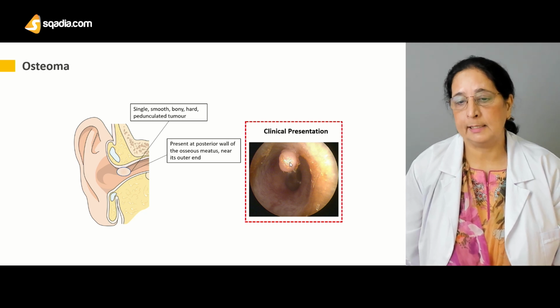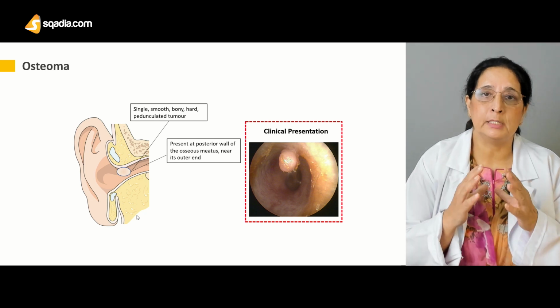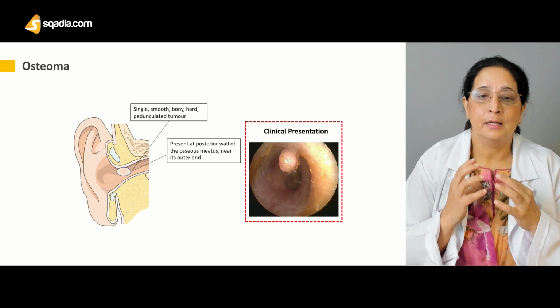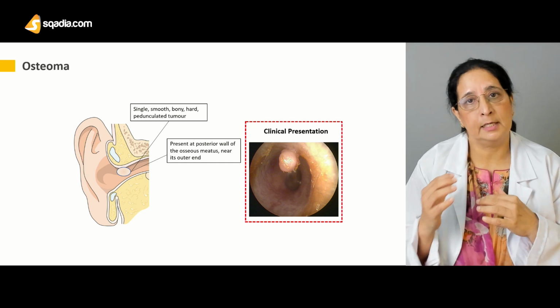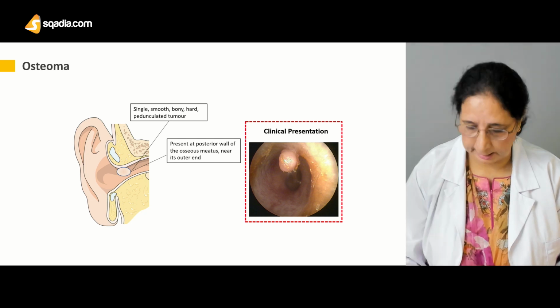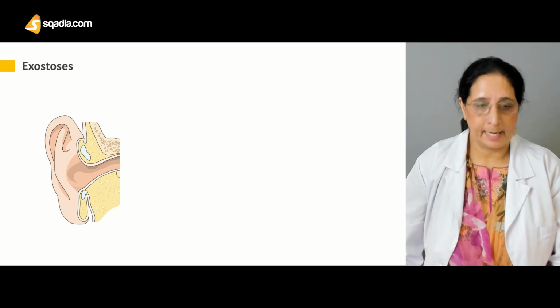Here is the clinical presentation of the osteoma. As the name shows, it originates from the bone, and it has a hard, smooth surface. It's usually solitary, single, and it is pedunculated.